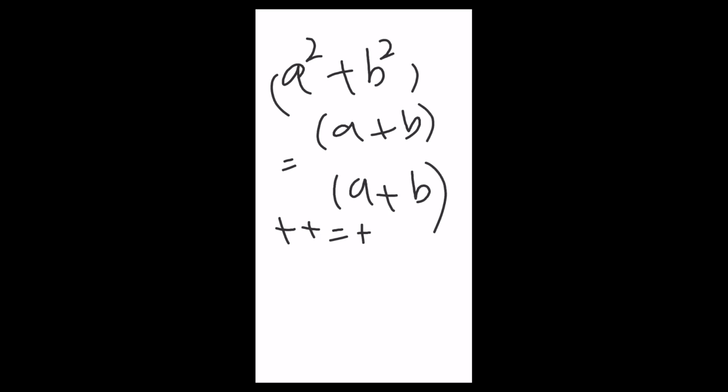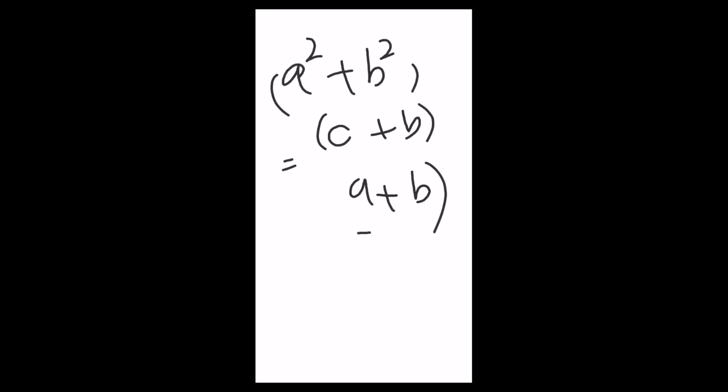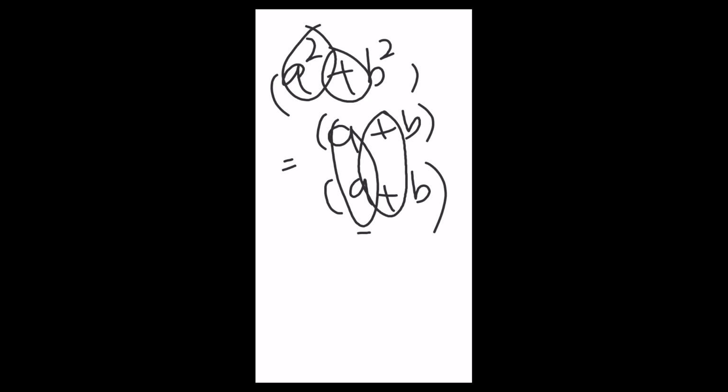And if I multiply them both, I know a multiplied by a is a square. That's my first expression. Plus and plus would be plus, and b multiplied with b would be b square.